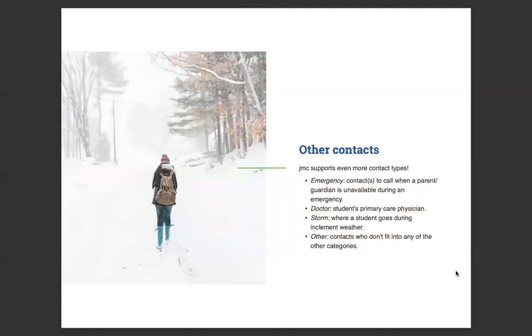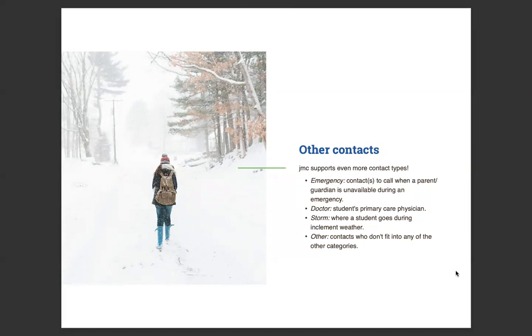Then we have other contacts. JMC supports even more contact types. There's the emergency contact. That's the contact to call when a parent or guardian is unavailable during an emergency. I will let you know that families can edit and enter emergency contacts in the summer online registration process. So that's pretty sweet. You don't have to enter them yourself. We've got the doctor. That's the student's primary care physician.